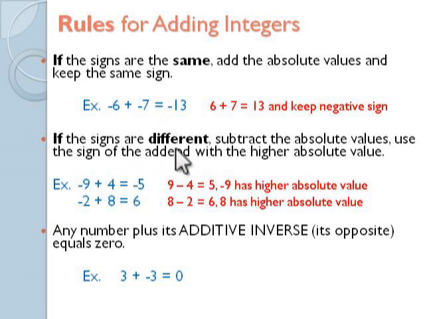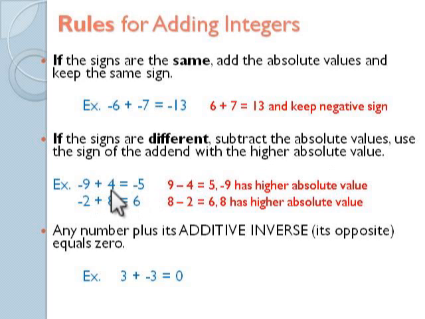Here's where it gets a little bit trickier. If the signs are different, meaning one of your numbers is negative, one of your numbers is positive, guess what? We don't add them at all. We're going to take their absolute values. Remember, again, that means you just forget about their sign for a minute. We're going to subtract them. And then we're going to use the sign of whichever addend had the higher absolute value, and that sign will go to our answer.